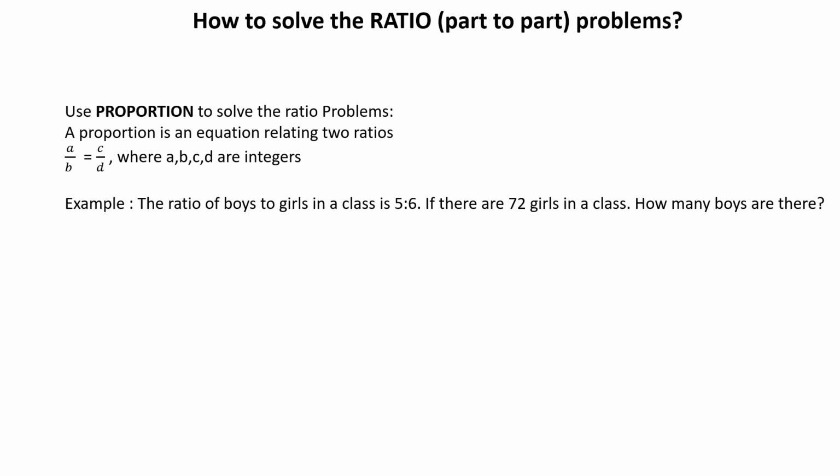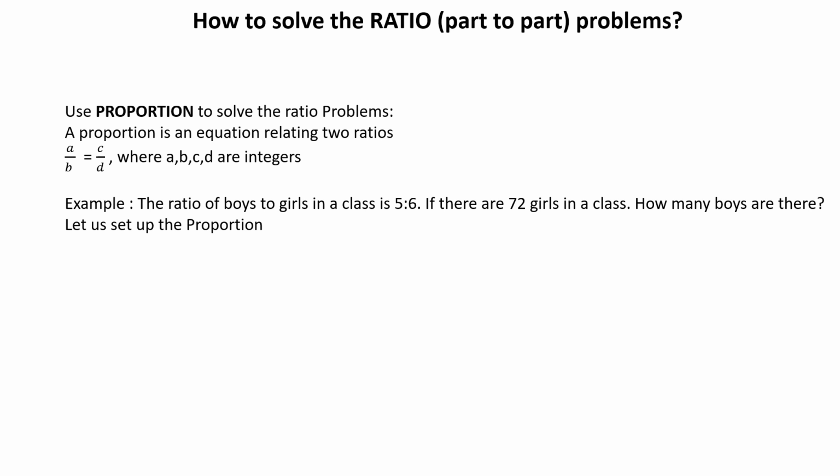Let's take an example. The ratio of boys to girls in a class is 5:6. If there are 72 girls in a class, how many boys are there? Now, the first step here is to set up the proportion between the ratio of boys to girls in a class and the actual number of boys to girls in a class.